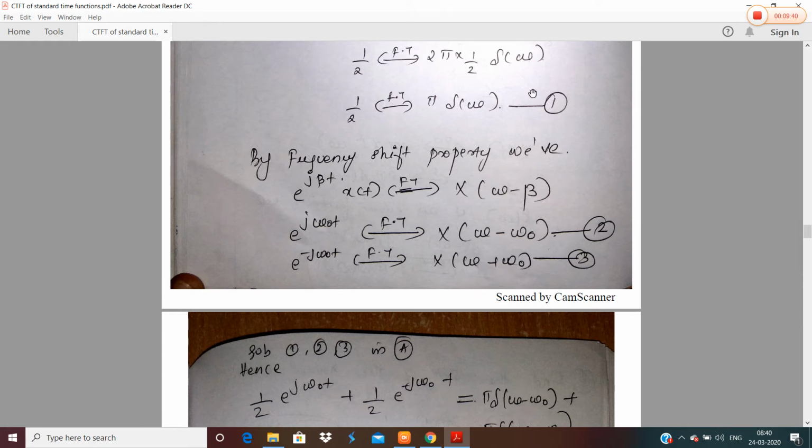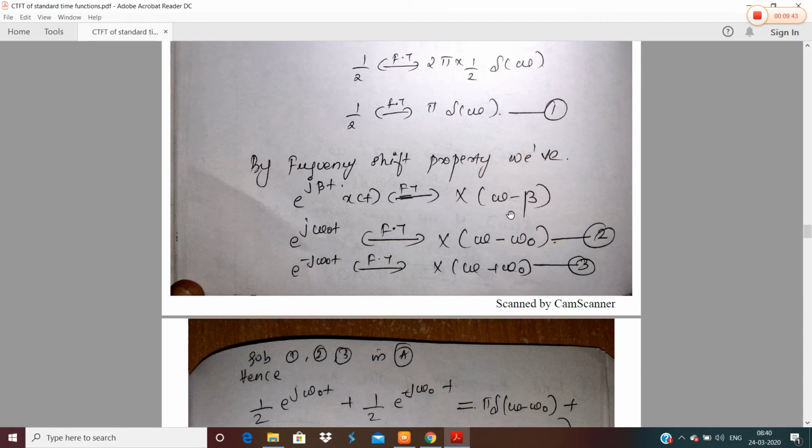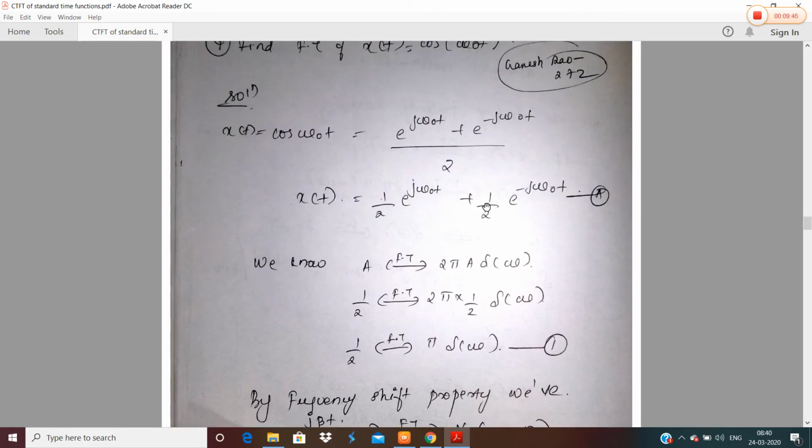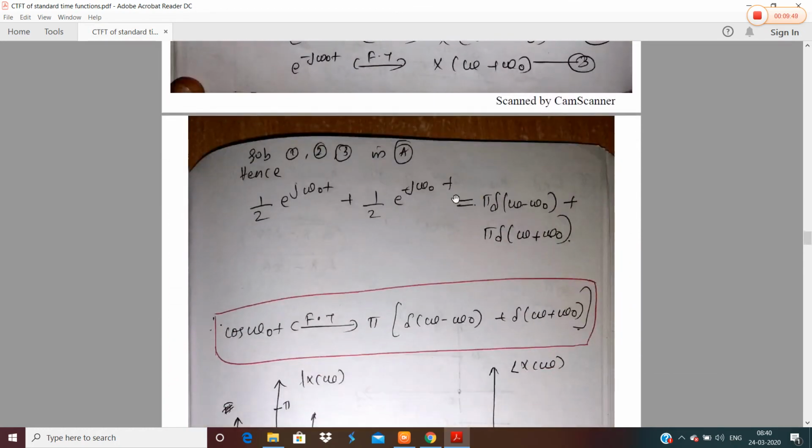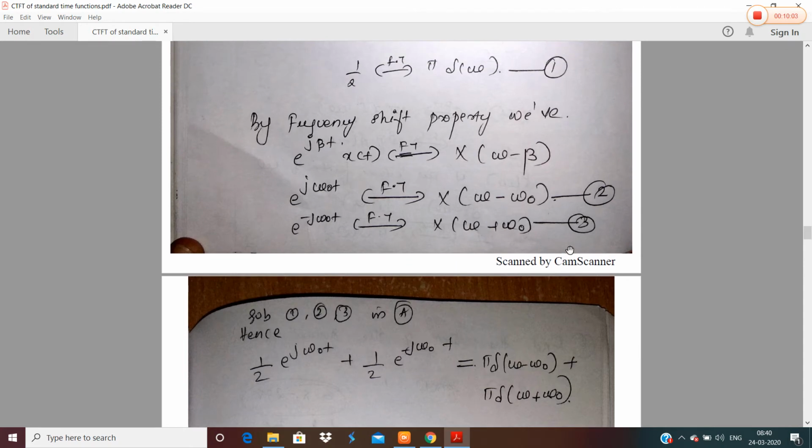Hence on substituting these three equations, 1, 2 and 3, in equation number A, we will get half into e raised to j omega naught t plus half into e raised to minus j omega naught t as pi into delta of omega minus omega naught plus pi into delta of omega plus omega naught. How this happens is that x of omega is pi into delta of omega, and then you frequency shift the signal x of omega, which yields omega minus omega naught. So in the first section you put delta of omega minus omega naught, and in the second section you put delta of omega plus omega naught.